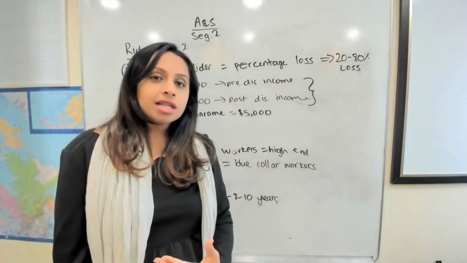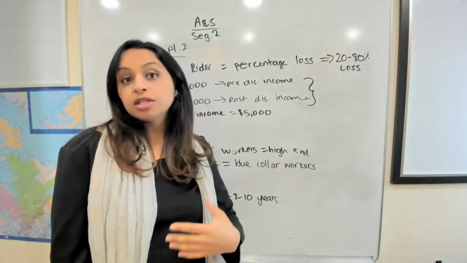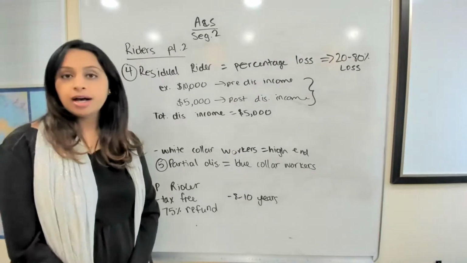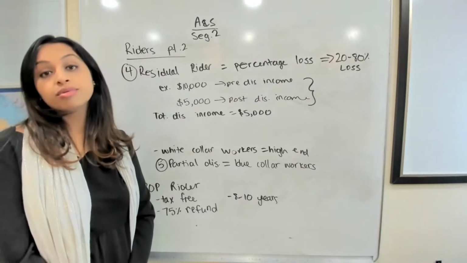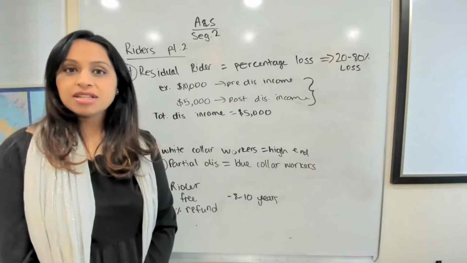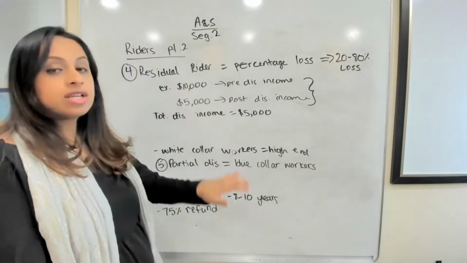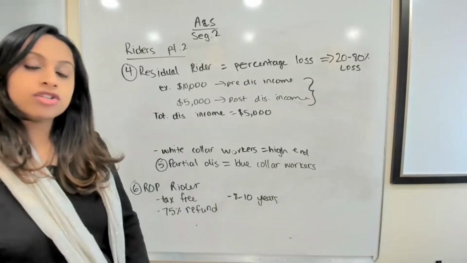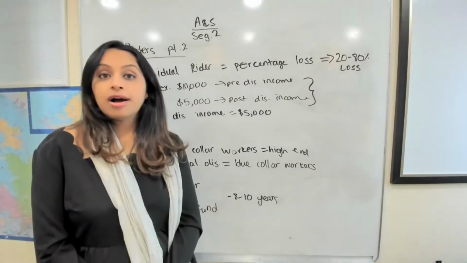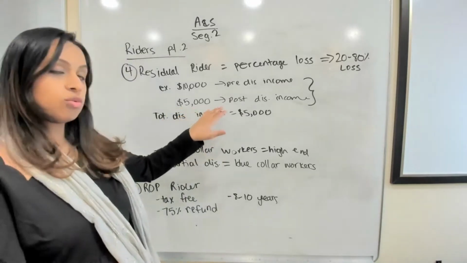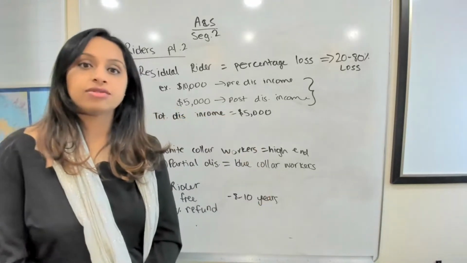So in order to make it a little bit more clear, let's go through an example. So let's say we have someone who was earning a pre-disability income. Let's go with Tom. Tom was earning a pre-disability income of $10,000. After he gets disabled, maybe he's not able to work as much, puts in fewer hours. So it's changed, and now he is earning $5,000. So post-disability, he's earning $5,000.